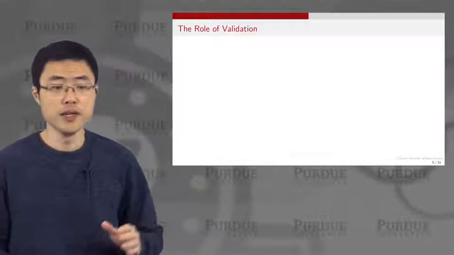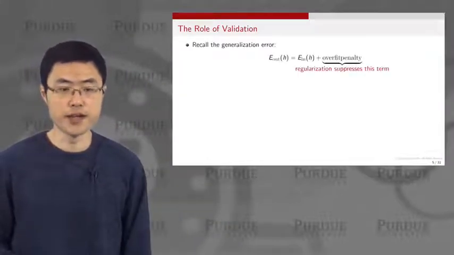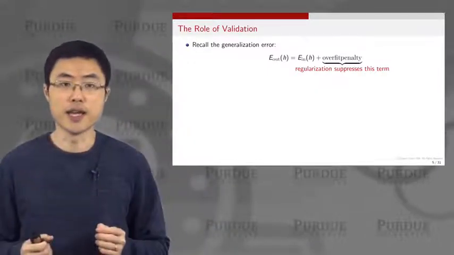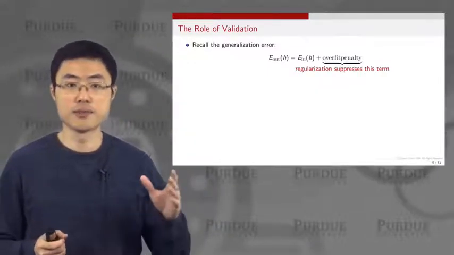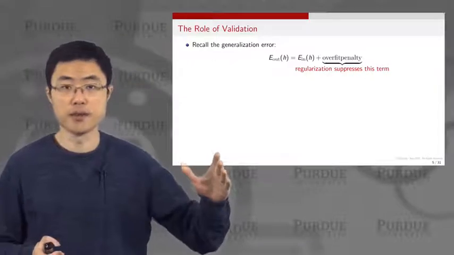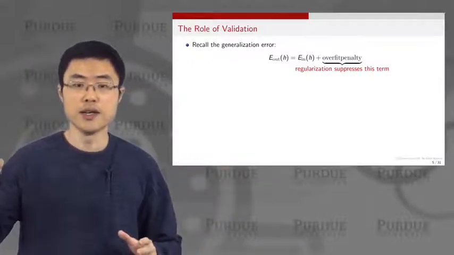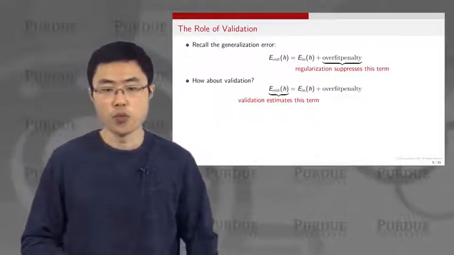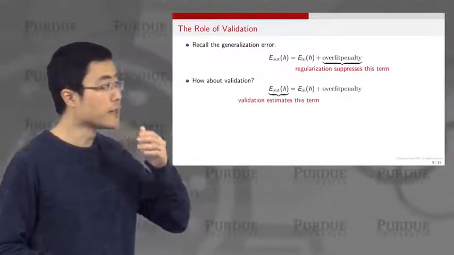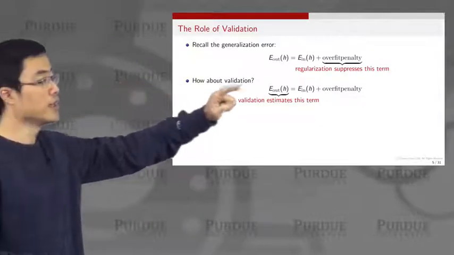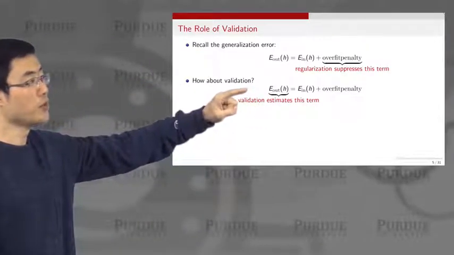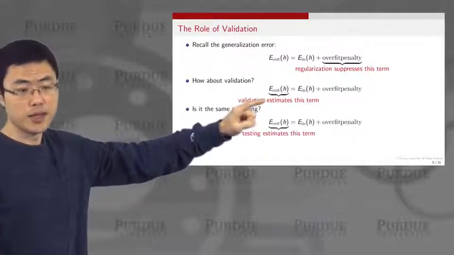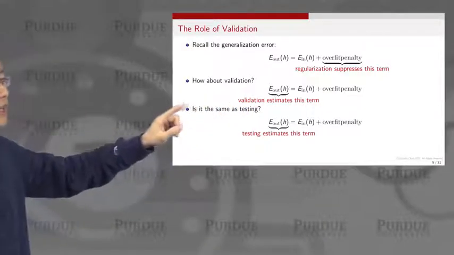So let's first talk about the role of validation. Let's look at the generalization error. The generalization error is written in this way. You have the outsample error, and then you have the insample error, and then you have a term called the overfit penalty. Validation says that I want to look at this term. I want to have a validation estimate of my outsample error. And is it the same as the testing error?